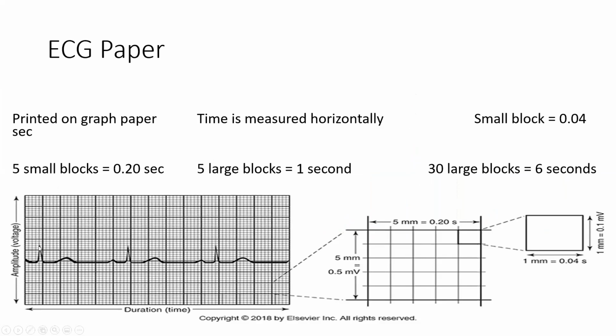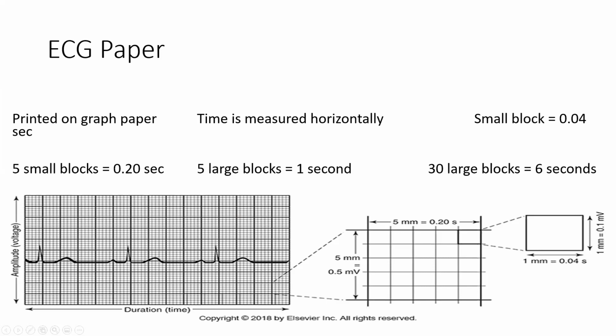Right here is where I talk about R to R. So R to R would be this wave to this wave, this wave to this wave, okay? Our EKG paper or ECG paper, doesn't matter what you want to call it, is printed on graph paper. It's measured in time horizontally, left to right. They have tiny, tiny blocks, okay? So here at the very end, this block looks pretty big, but it's only because it's been enlarged from this. So when I talk about a small block, I'm talking about right through here.